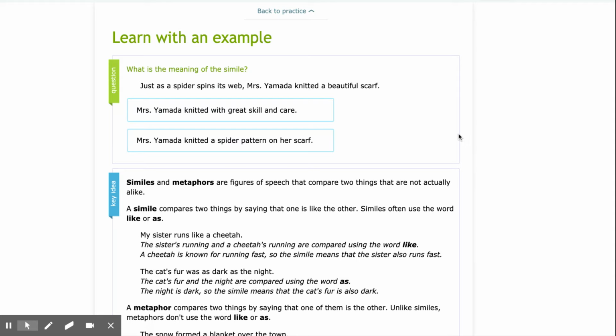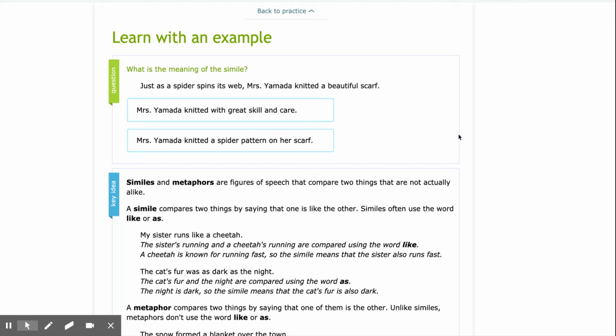Let's now look up here at our example. What is the meaning of the simile? Just as a spider spins its web, Mrs. Yamada knitted a beautiful scarf. Is the meaning of the simile that Mrs. Yamada knitted with great skill and care, or that Mrs. Yamada knitted a spider pattern on her scarf?